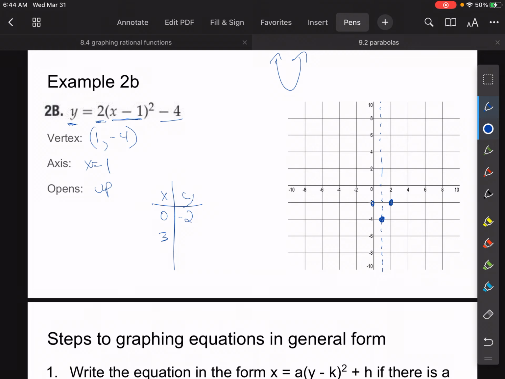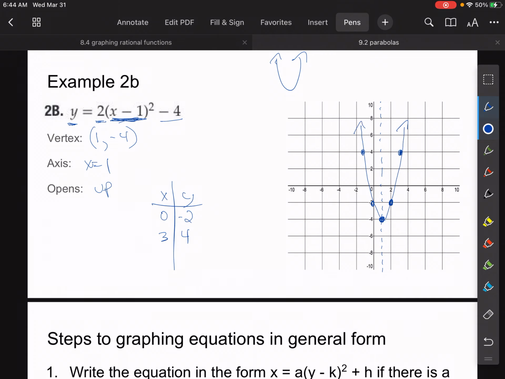I think a 3 would be a nice number to plug in because this would make that go to 2. So if I plug a 3 into this, I get 2 squared, which is 4. 4 times 2 is 8. 8 minus 4 is 4. So at 3, I'm at 4. Okay, and now I definitely get the general shape. That means at negative 1, I should also be at 4 because of symmetry. And there's my picture, right?